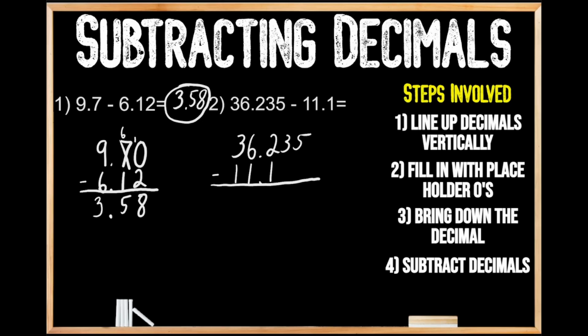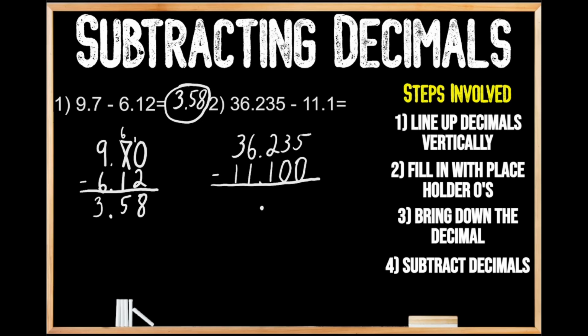Now we can move on to step number 2, which is to fill in with placeholder zeros, because we can see here that we're missing a few zeros in both the hundredths and the thousandths place. Now we can move on to step number 3, now that we've put in all our placeholder zeros, and we're going to bring our decimal straight down into our answer. Now we can move on to step number 4, which is to subtract the decimals from right to left.